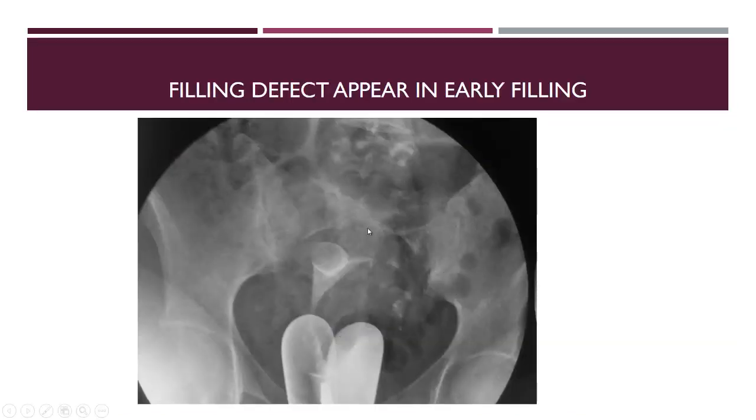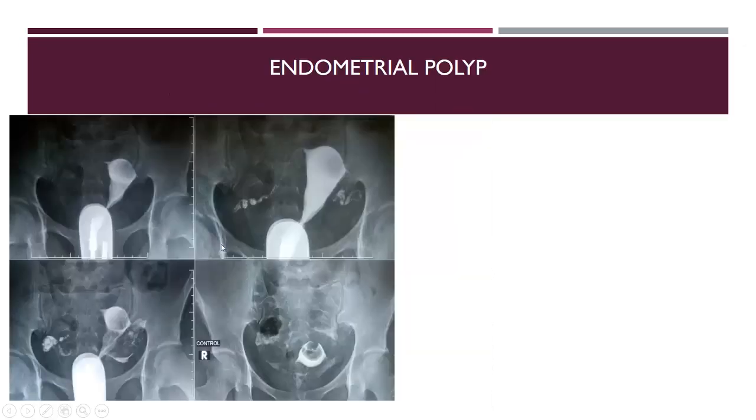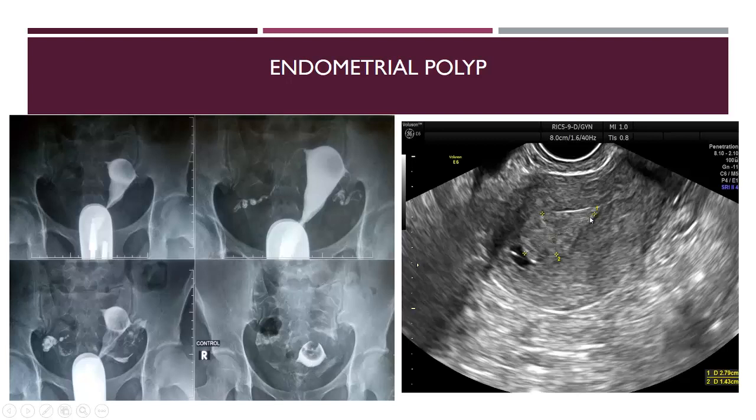Another filling defect. The filling defect usually appears better in the early filling of the uterine cavity. This is early filling of the uterine cavity, and this is the filling defect seen. On opacifying more of the uterine cavity, it starts to be obscured. But in the late film, it is also apparent here. So this is an endometrial polyp. This is a large endometrial polyp.